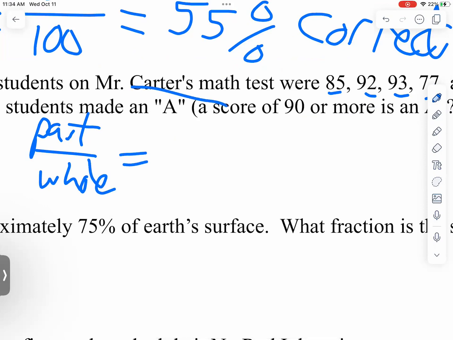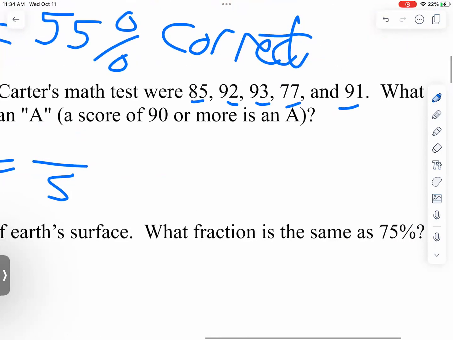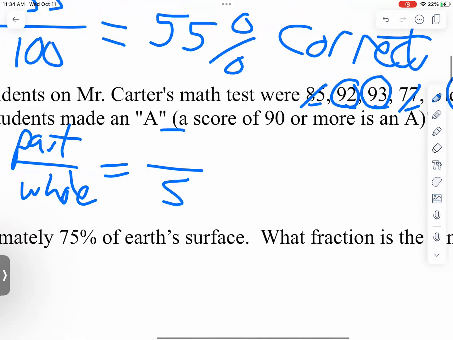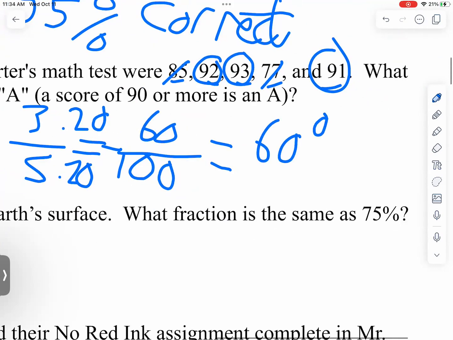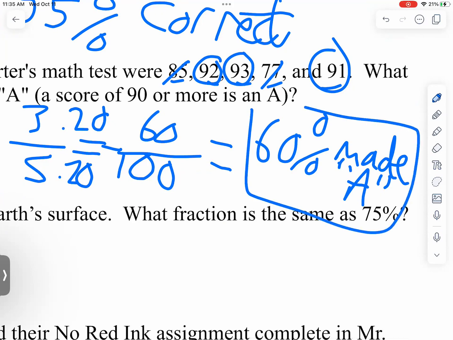Well, the whole here was 5 tests. So we're looking at how many of them were A's. Well, not that one, not that one, but this one, this one, and this one. So that's 3 A's out of 5 total. We're looking for the percent. Percent is the ratio out of 100. 5 times 20 is 100. Do the same on the top that you did on the bottom. And therefore you have 60% made an A. Let's put little quotation marks there.